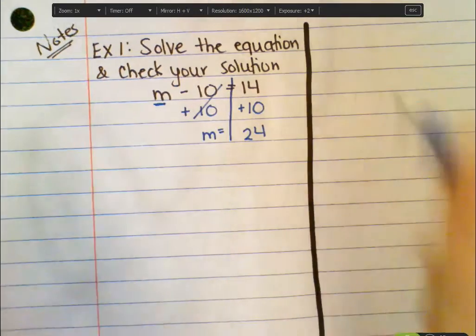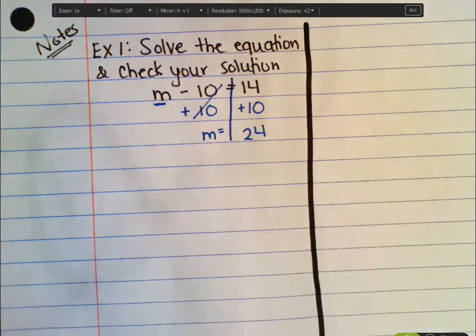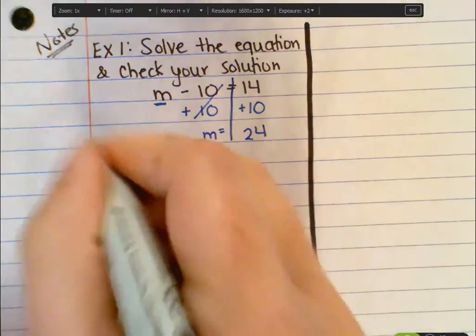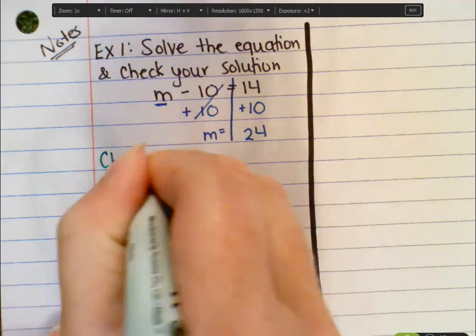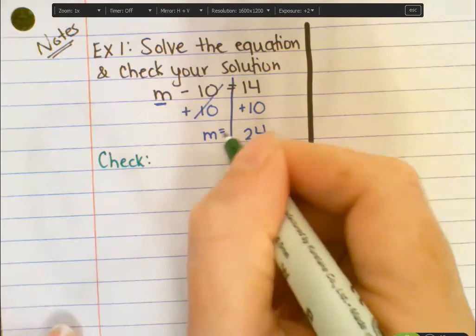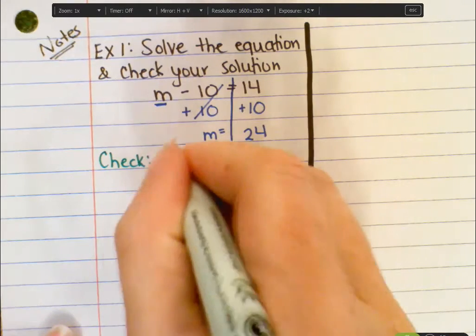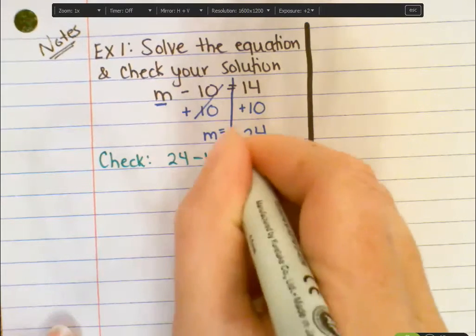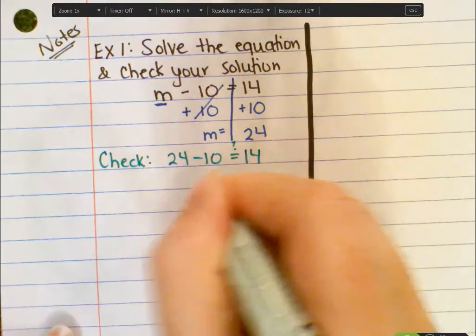Alright, before I put a box around this, I'm going to actually check my work. So I'm going to plug it back into my original equation. So I'm going to do a check here. And I'm going to say, okay, if I plugged 24 back in, so 24 minus 10, is this going to give me a true statement?